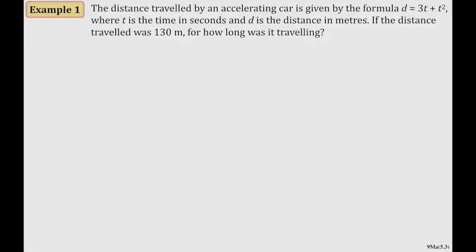Question 1. The distance travelled by an accelerating car is given by a formula, which means this is an easier question because the formula is provided. In the first example, t is the time in seconds, d is the distance in meters. If the distance that we're going to travel is 130 meters, that means d, because d stands for distance, is 130 meters. So when we look at our information in the question, we know d is 130 and t is what we're trying to find, how long it is traveling for.